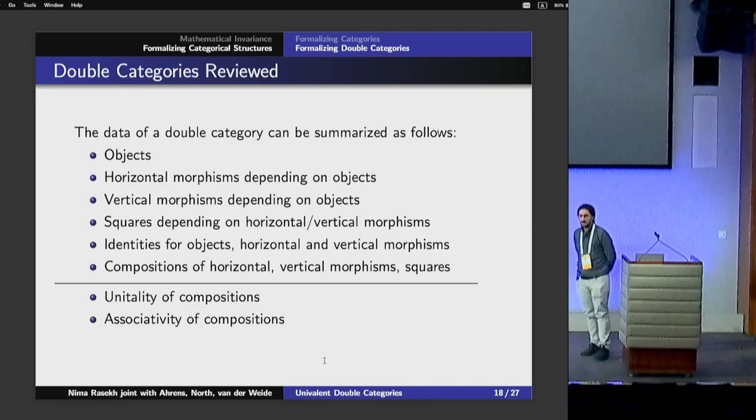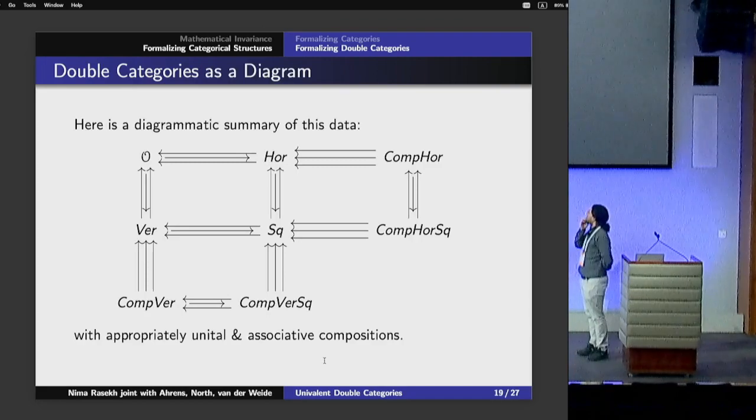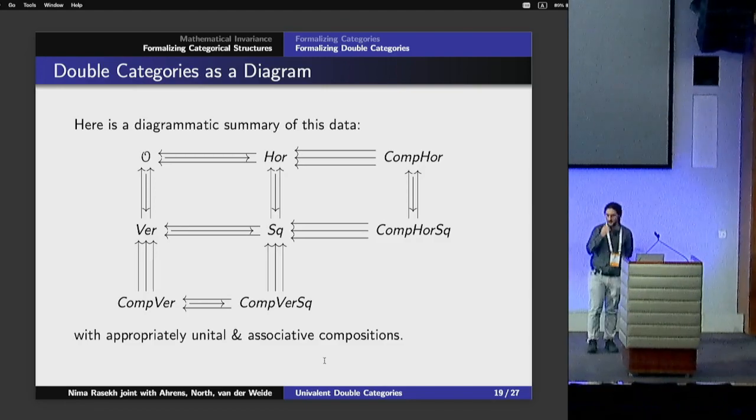You have squares between the morphisms, and then you have an ocean of identities, composition, unitality, and associativity, which can be strict or non-strict, weak. Everything is possible. I think a more instructive picture is this, where the relation between them is better captured as identity types. So you have objects, then you have horizontal and vertical morphisms that depend on the objects, and so on.